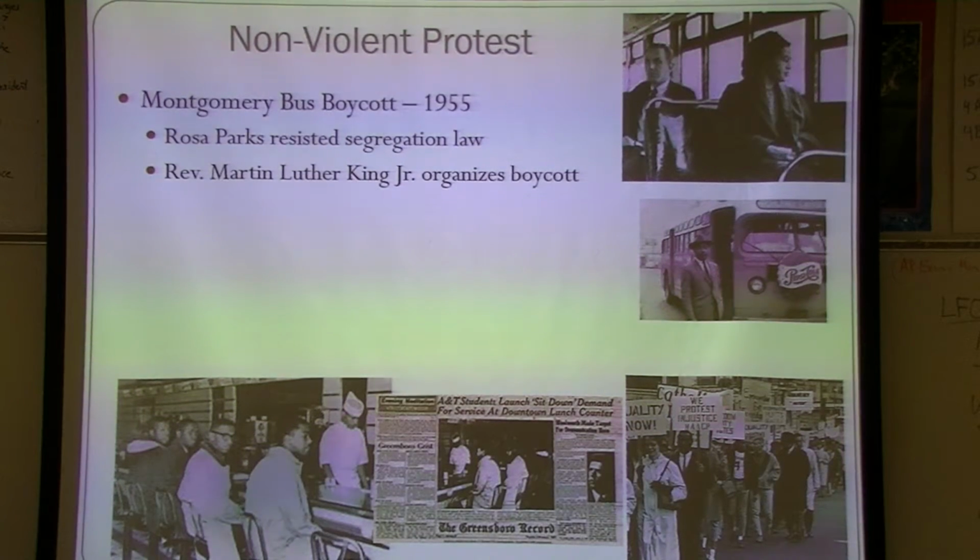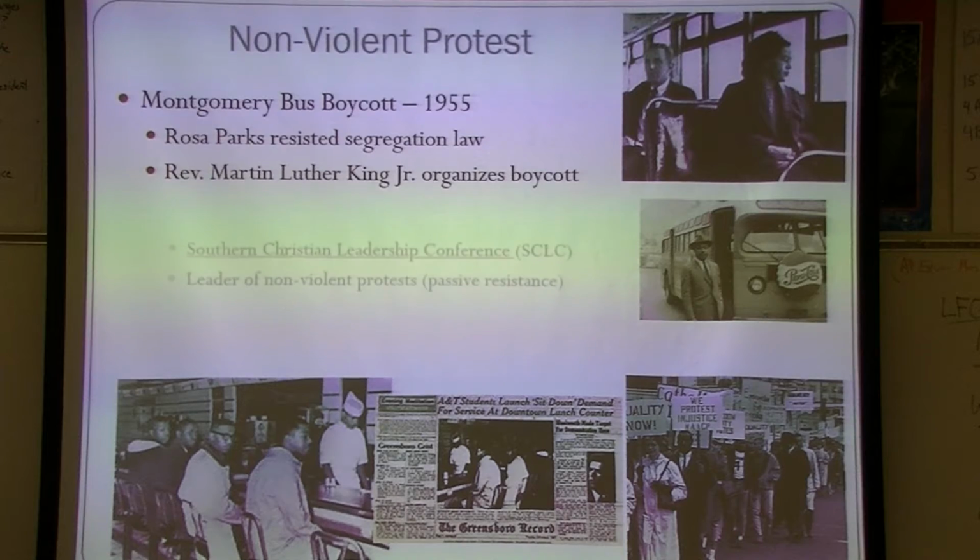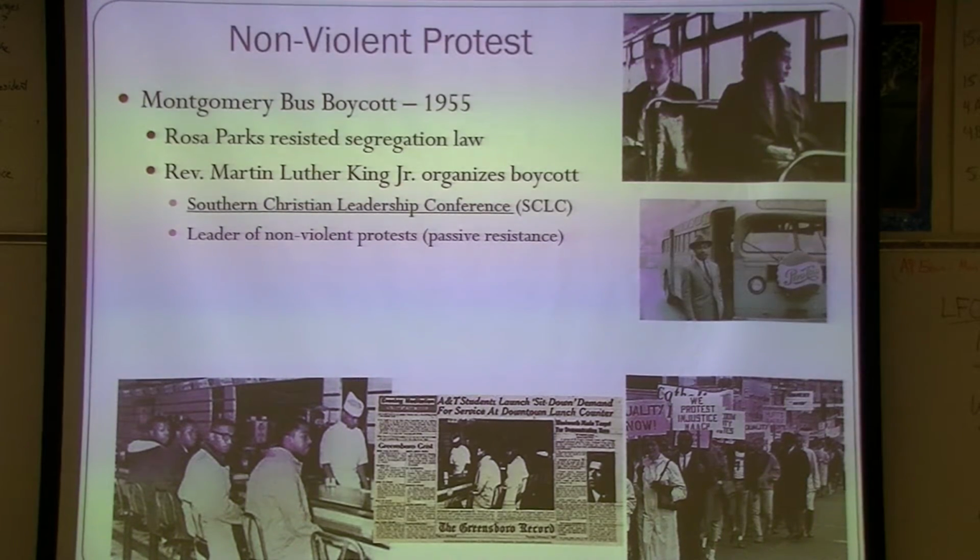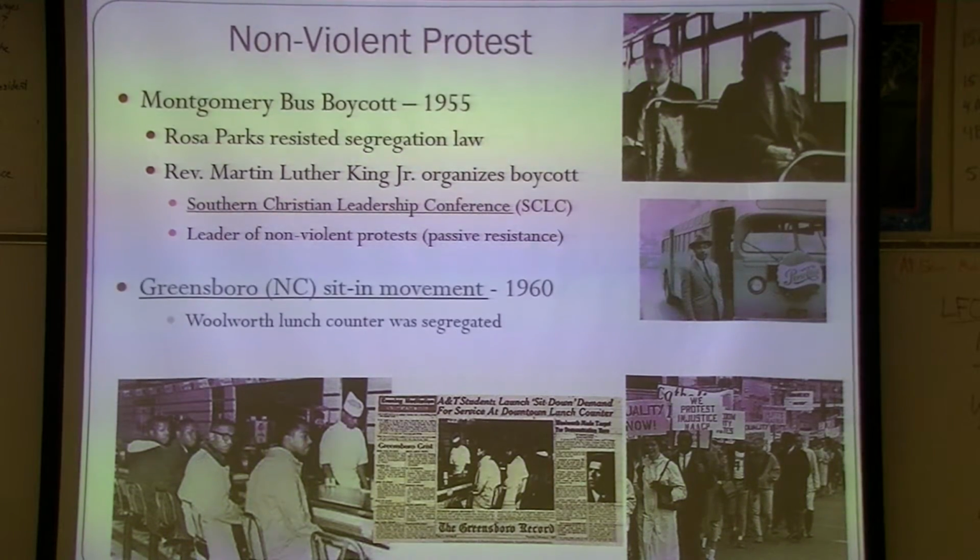This is a major thing that went on for months, that people had to make sure that maybe you had to leave for work 2 hours early or something because you're carpooling, and what they gave up. But ultimately what happened was the city of Montgomery had to change their law because the private company that ran the bus system was not making money. And so this is an example of passive resistance, or nonviolent protest, which is what Dr. Martin Luther King Jr. is going to be famous for.